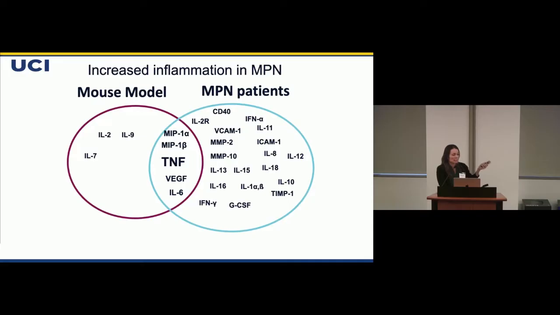So inflammation has been known to be elevated in myeloproliferative neoplasms for some time, and these are all different inflammatory cytokines that have been found to be elevated both in mouse models of MPN as well as in MPN patients. And you can see that a lot of them are in common.